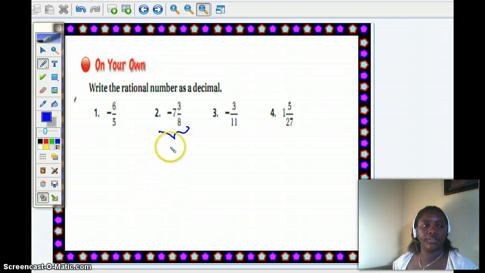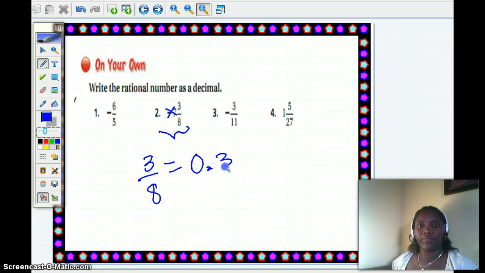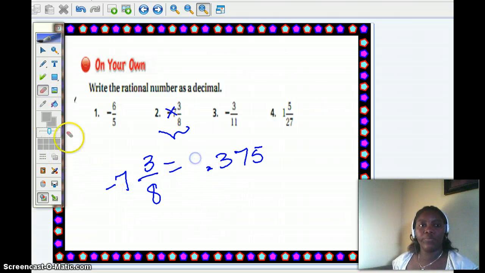Okay, here are some examples. Let's go ahead and do this one together. Here we have negative 7 and 3/8. I'm going to completely forget about the negative 7 and only deal with the 3/8. Then you grab your calculator and you do 3 divided by 8. In this case, this is 0.375. Now I'm going to bring out the negative 7, and wherever I see the 0, I will replace it with negative 7. And there it is.